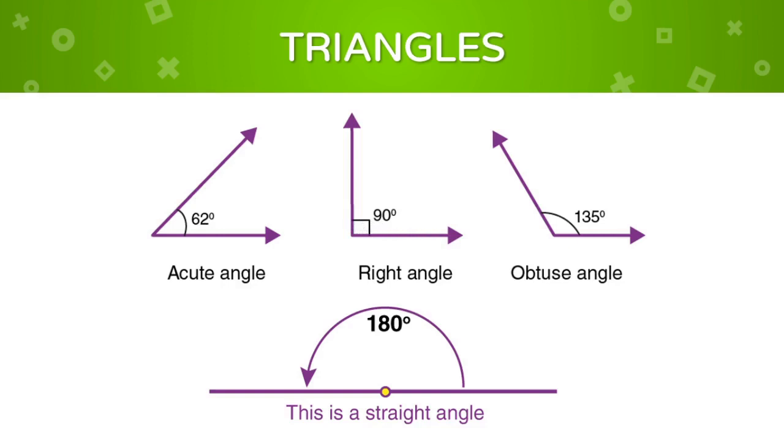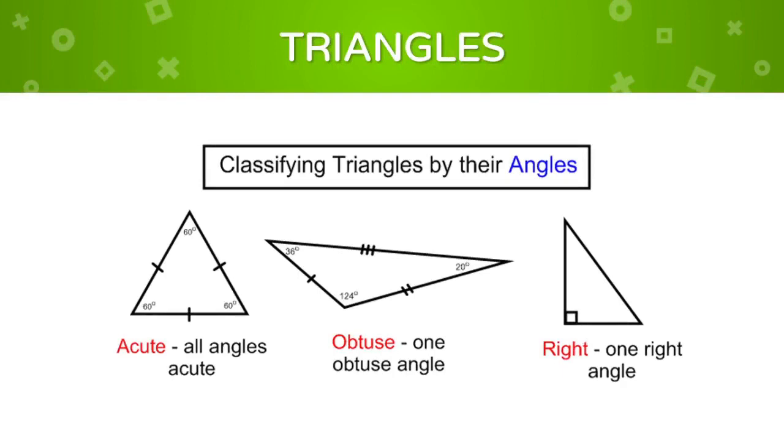Kapag less than 90 degrees naman siya, pero greater than 0 degrees, so ibig sabihin in between siya ng 0 degrees and 90 degrees, ang tawag sa kanya acute angle. Kapag naman greater than 90 degrees but less than 180 degrees ang kanyang measurement, we call that an obtuse angle. So, what if saktong 180 degrees siya, katulad nito? We call it a straight angle or similar to a straight line.